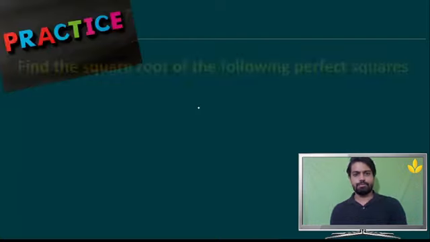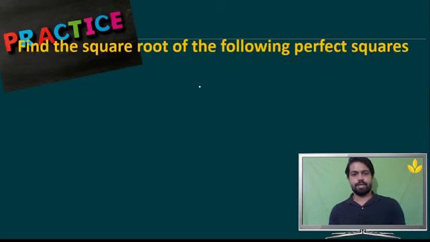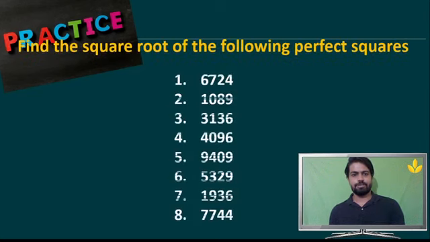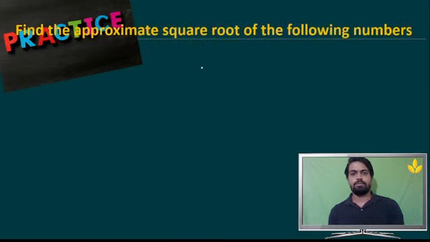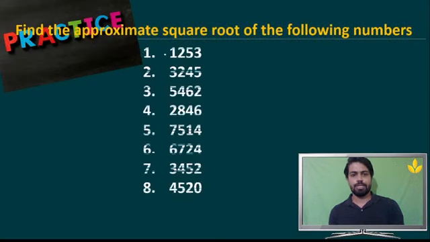So now you have a practice exercise. You are going to find the square root of these perfect squares first. Okay. So check these numbers. You can copy this and find the square root. These are all perfect squares. It is mentioned already. And now coming to the numbers which are not perfect squares, you have to find the approximate square root of the following numbers and go to the nearest integer. So you can try all this.